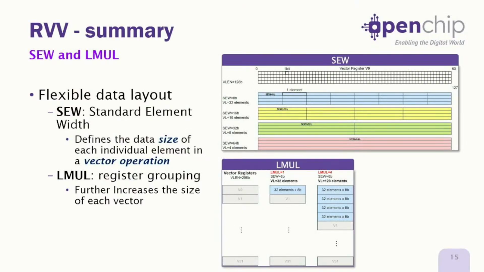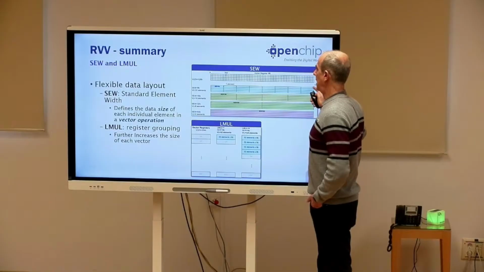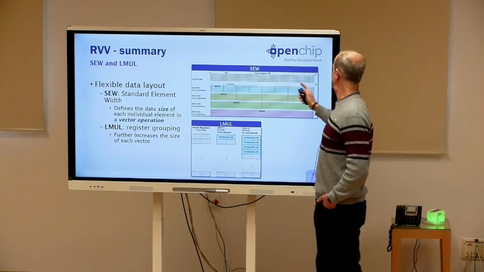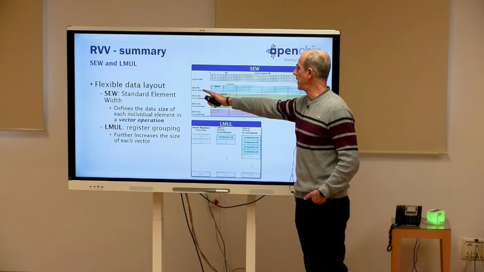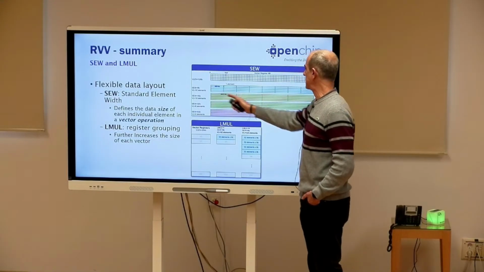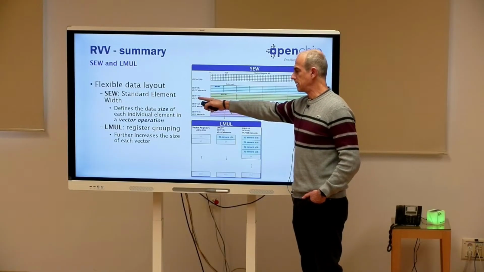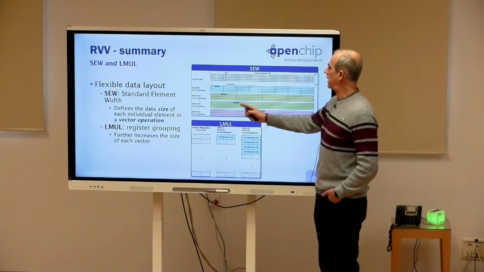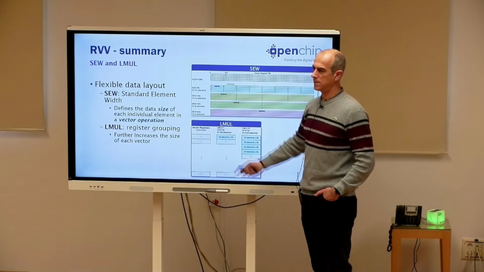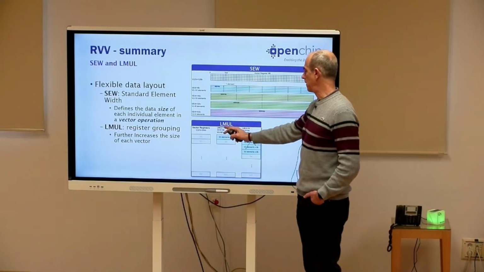This is just a summary of what the SEW means. Very simply, this is a 128-bit vector, and this is the vector length. If you choose, for example, SEW 8-bit, you have 32 elements in this vector register. If you decide to set the SEW to 16-bit, you have a reduced number of elements: 16 elements. And this is the concept of LMUL.